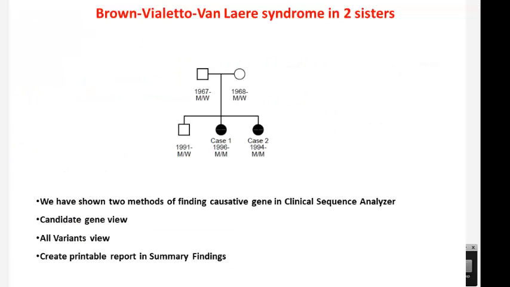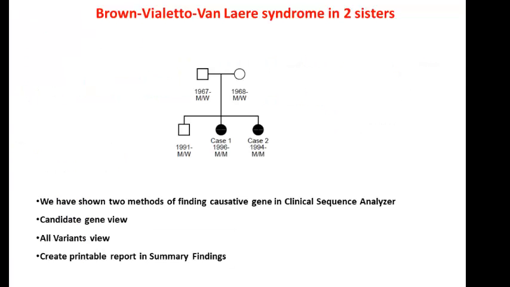In this video, we've gone over 2 distinct methods of using the clinical sequence analyzer to solve an autosomal recessive rare disease found in the nuclear family. The first method involved creating gene lists based on phenotype data in the candidate gene view and including paralogs in the analysis. The second method was successful without using any phenotype data beforehand and simply filtering the results in the all variants view based on our knowledge of the frequency and mode of inheritance. We then created a printable report that is useful to physician and patient alike.